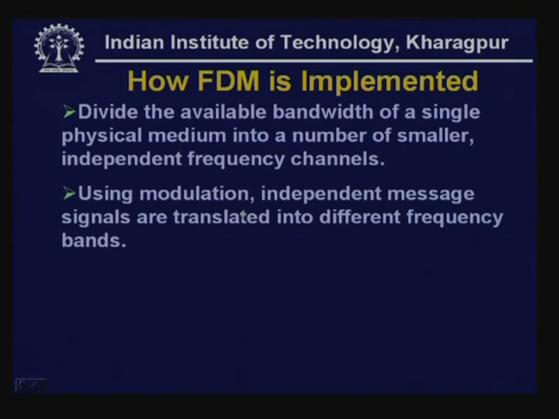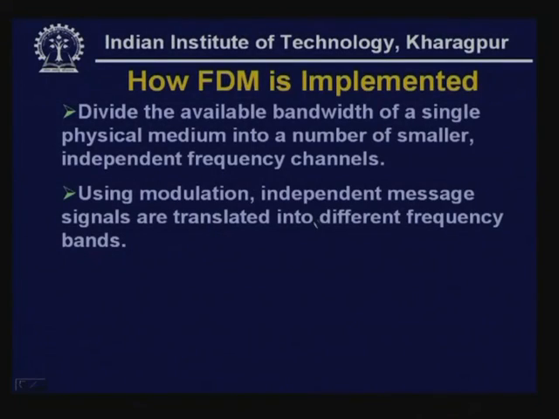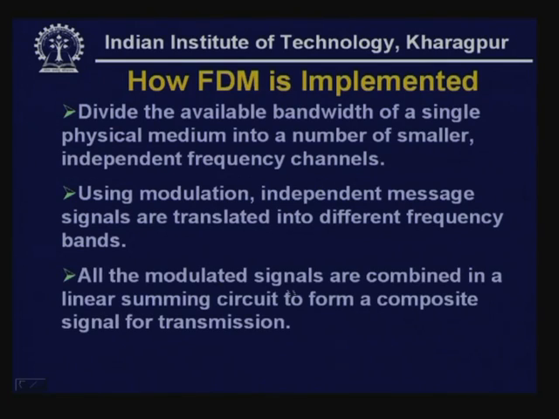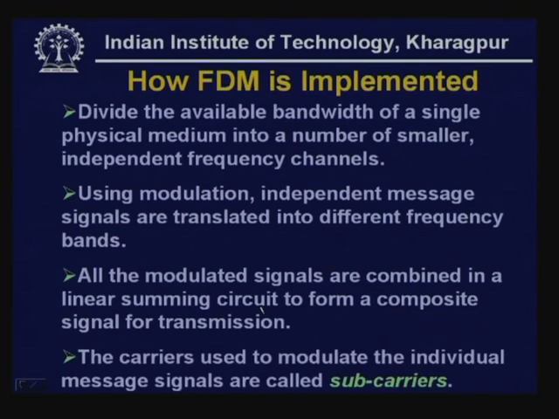Then, using modulation, independent message signals are translated into different frequency bands. As we have seen, by using modulation techniques that can be done, because modulation allows narrow banding, and by narrow banding they can be translated to different frequency regions, frequency bands. All the modulated signals are then combined by using a linear summing circuit to form a composite signal for transmission through a medium. And obviously, you will require a number of carriers to modulate the individual message signals, which are known as subcarriers.